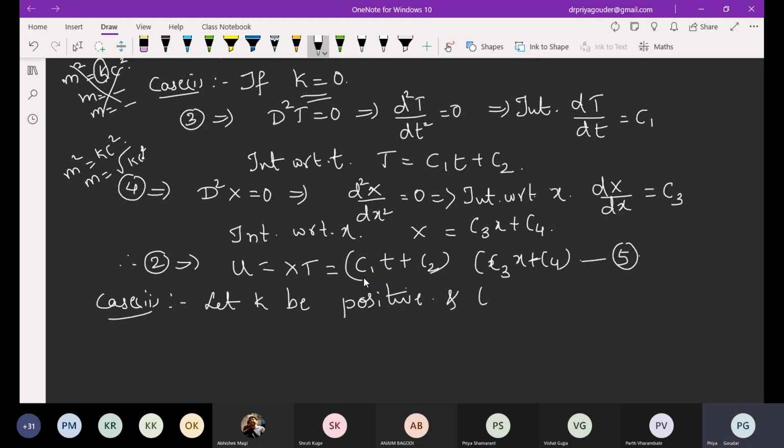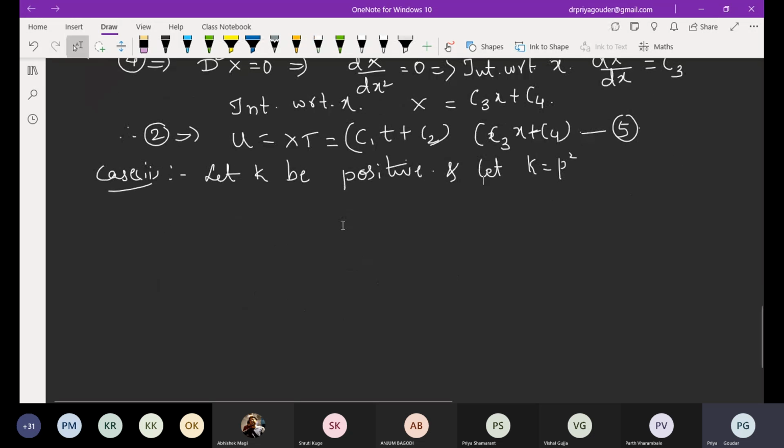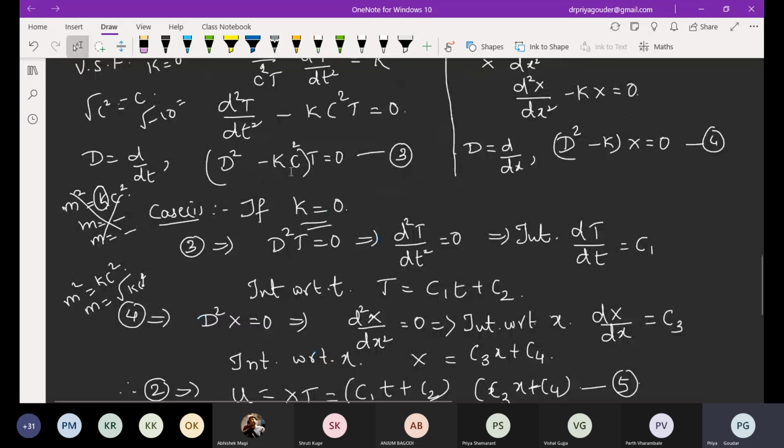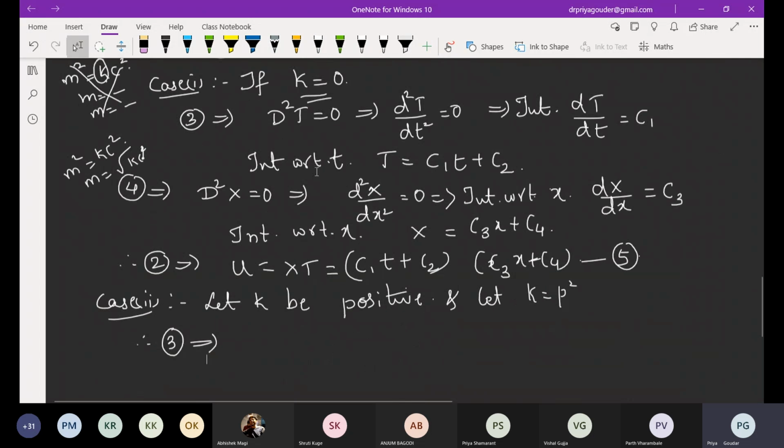So I will take the value of K as some square value. Ultimately, it should be positive. I'll take it as some P square. K is positive. I'm taking it as P square to avoid square root. Otherwise, writing the CF and all will be a little lengthy. What happens if you take equation 3, with the value of K as P square? D square minus P square C square into T equal to 0.